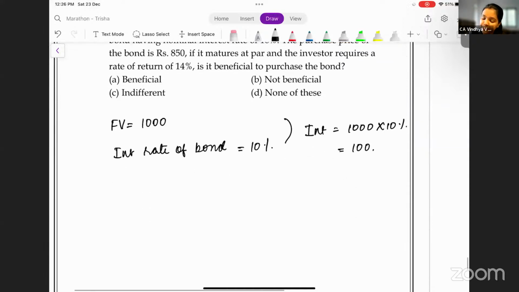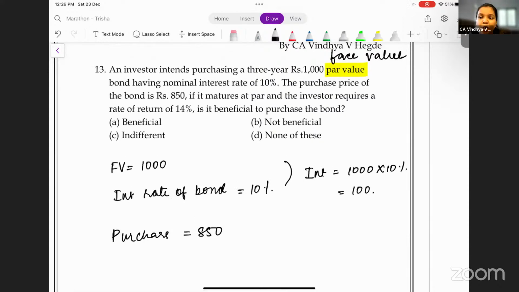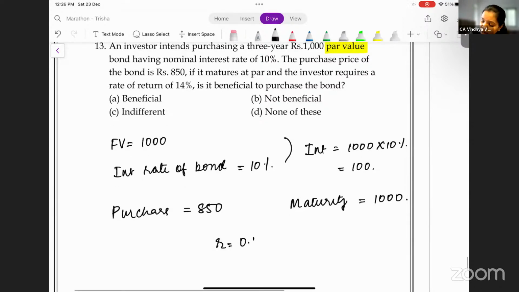Okay, purchase price is 850. What is this? If you're purchasing the bond today, you have to pay 850 rupees. If you pay 850 rupees, you will get 100 rupees every year till it matures. And it has been told that the maturity is at par, so maturity is at 1000. Okay. And they have told us that the investor requires a rate of return of 14%. So R is 0.14, which is equal to I because this is annual. Hope this is clear till here.